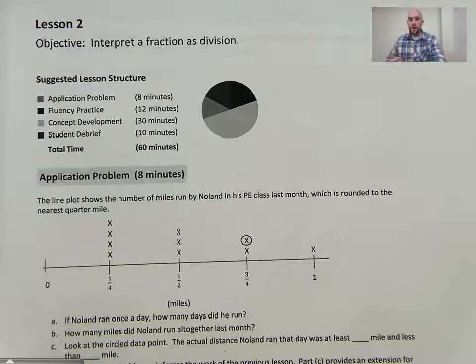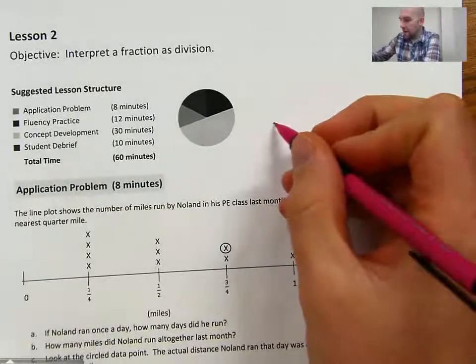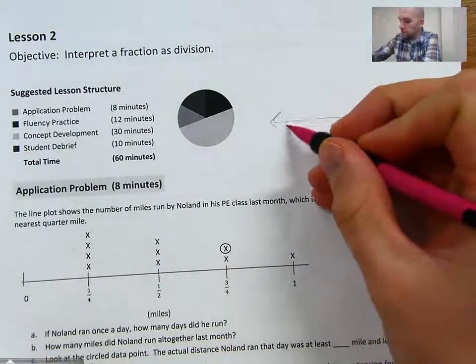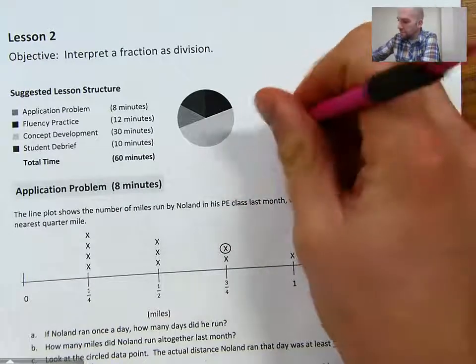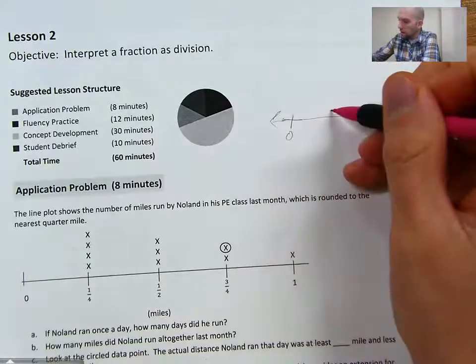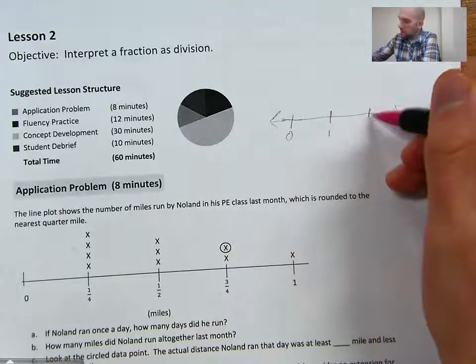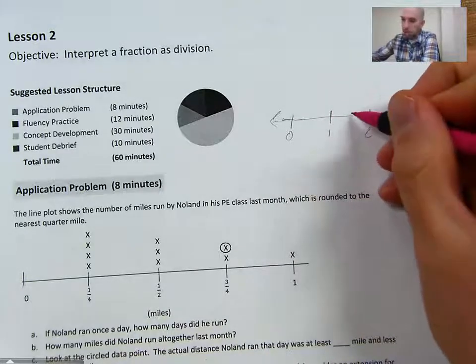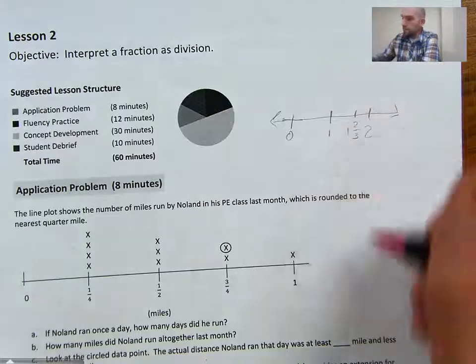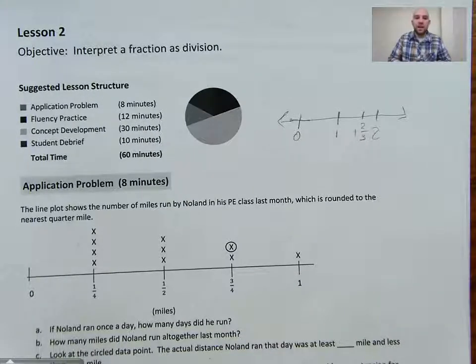So rather than looking at a fraction as a number somewhere on a number line between whole numbers, so I might have 0 and 1, 2, and a fraction might be somewhere in here like 1 2/3. We're going to look at a fraction as a division problem instead. So let's look at our first page here.